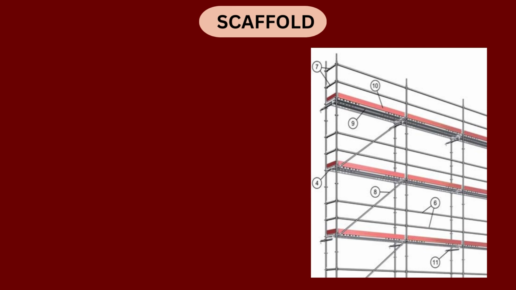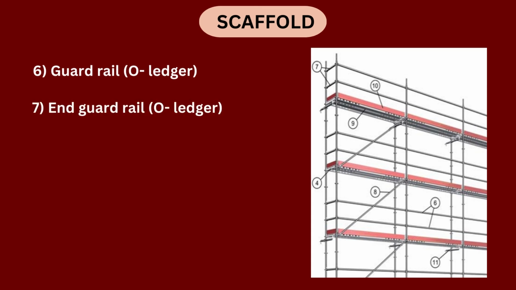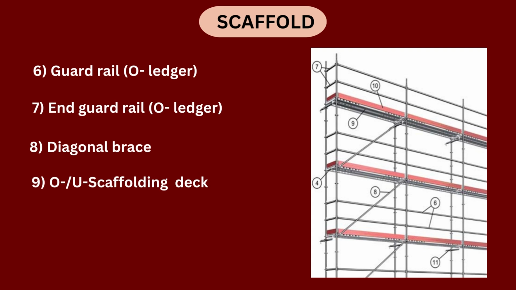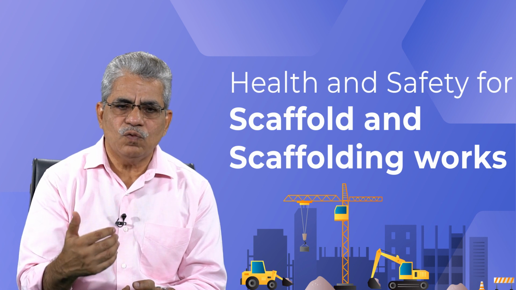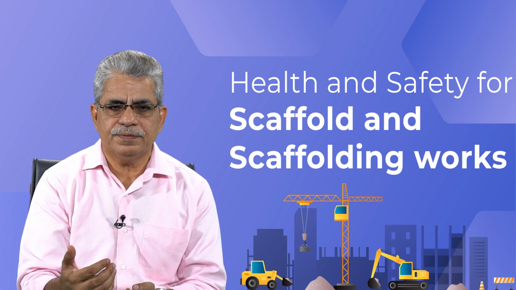The component number 6 here shows you the guardrail. Component number 7 shows you the end guardrail. Then component 8, which is a diagonal member, is called the diagonal brace. Component number 9 is the scaffolding deck. Component number 10 is the toe board and component number 11 is called anchoring. Now let us understand what these components basically are.